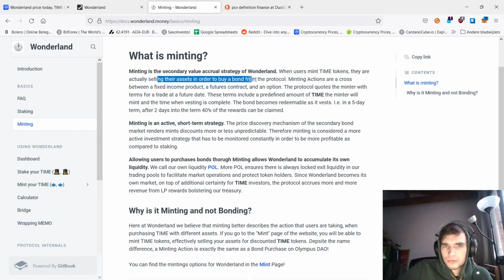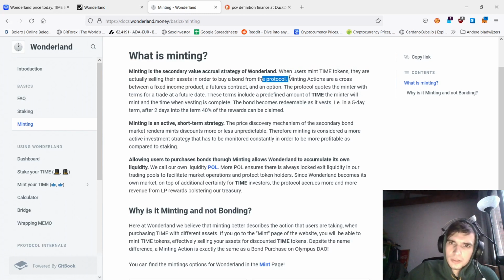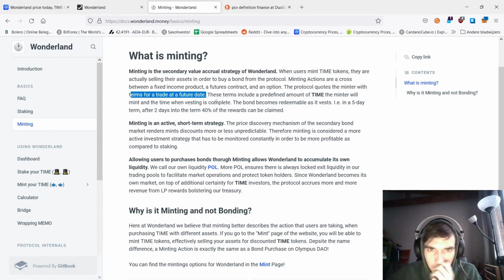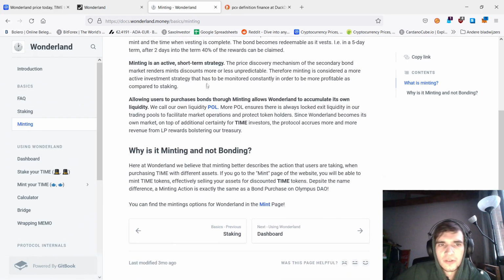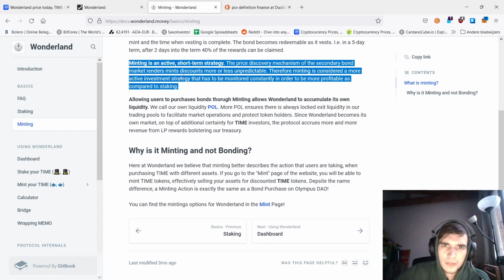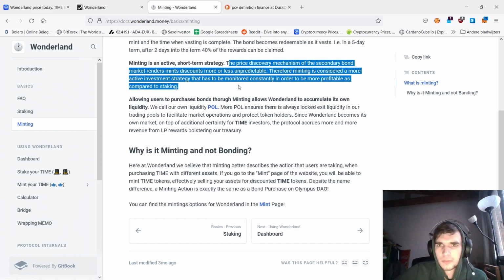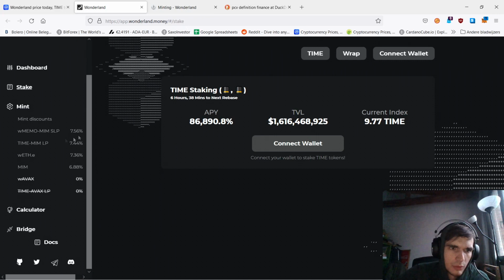So they're selling their assets to buy a bond, or this minting, vesting, whatever you want to call it, to the treasury. So minting is active in the short term. You want to really keep track of what the price is of time, and the underlying asset that you're minting, because when you keep track of it you can make the most profit when it's the best discount. And you can see this on the side, it will have percentages of discount relative to the current price.